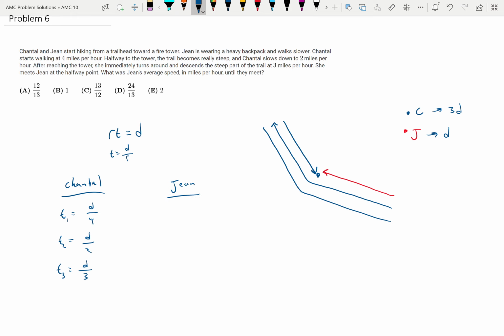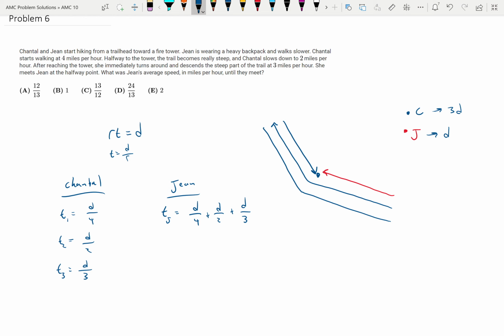So the time it's going to take Jean, I'll call it T sub j, is going to be the sum of the time it took Chantal, since they're climbing the same amount of time. So the time it's going to take Chantal is going to be T1 plus T2 plus T3, or D over 4 plus D over 2 plus D over 3.